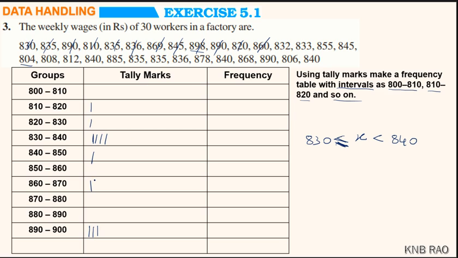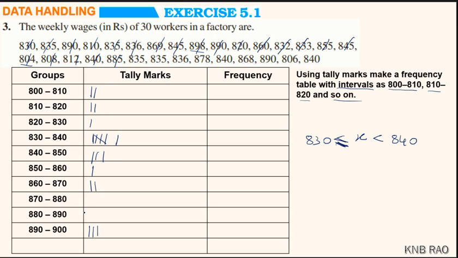860 comes in 860 to 870. 832 comes in 830 to 840. 833 again comes there only, 830 to 840. 855 comes in 850 to 860. 845 comes in 840 to 850. 804 comes in 800 to 810. 808 also comes in 800 to 810. 812 comes in 810 to 820. 840 comes in 840 to 850.